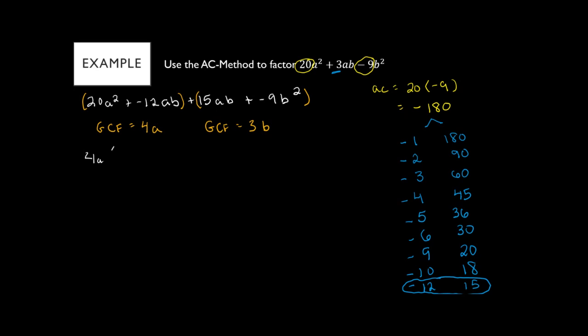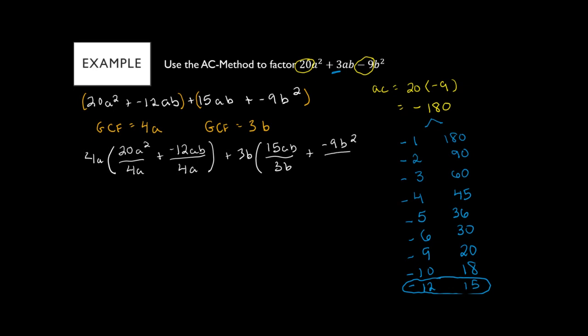So I'm going to rewrite. I've got 4a parenthesis 20a squared divided by 4a plus -12ab divided by 4a close parenthesis plus 15. Oh, I forgot my GCF in front. Don't forget that. 3b. Then we're dividing by 15ab over 3b plus -9b squared over 3b.